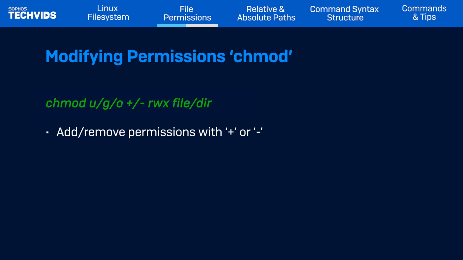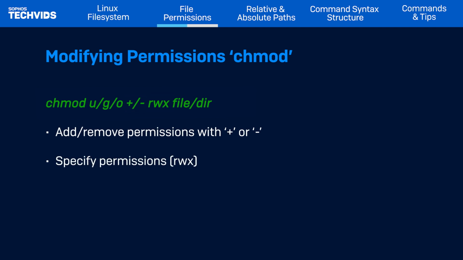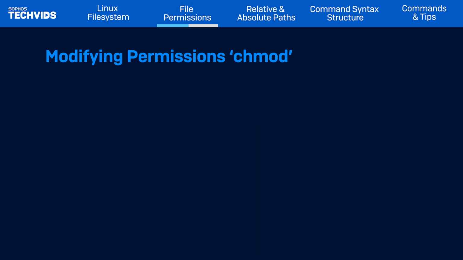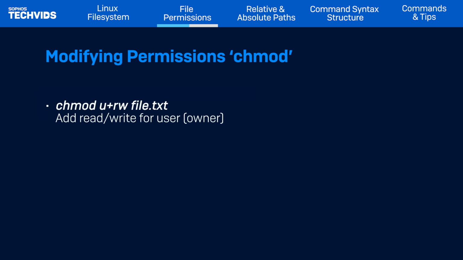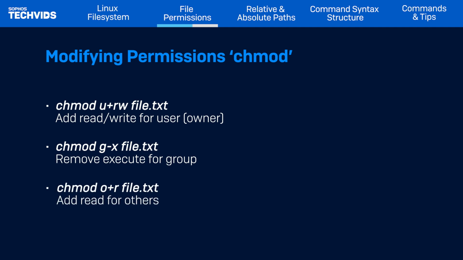A plus or minus to specify if we're adding or removing permissions, the permissions we're adding or removing, rwx, and finally the directory or file we are modifying permissions for. For example, chmod u plus rw file.txt. This allows us to grant read and write permissions to the user owner. Chmod g minus x file.txt. This removes execute permissions for the group. And chmod o plus r file.txt. This allows others to have read permissions.